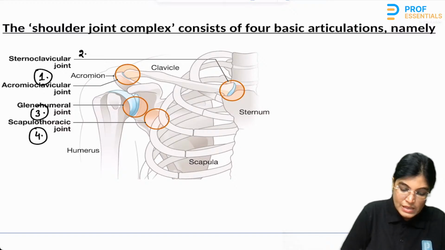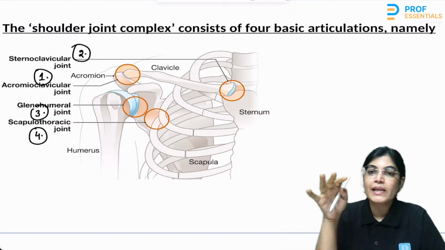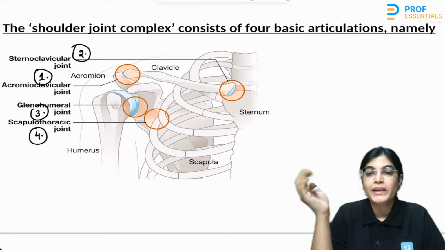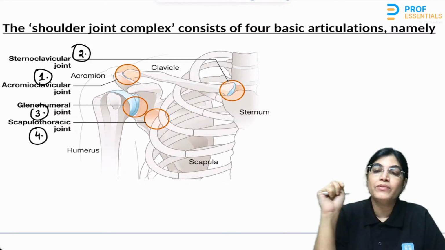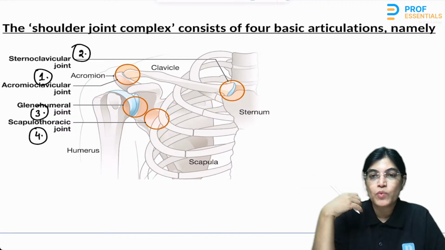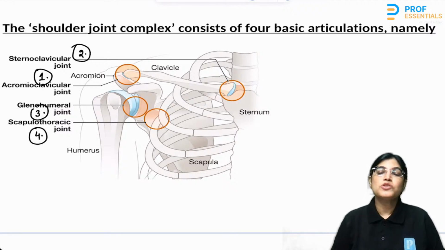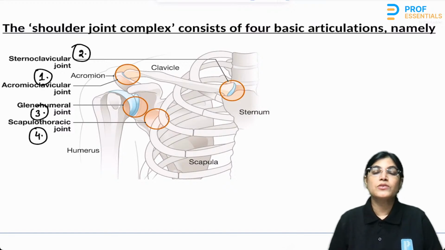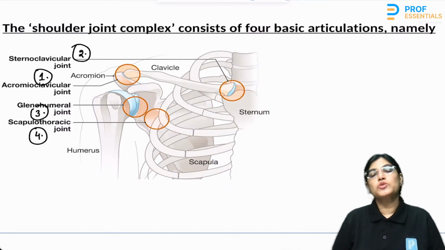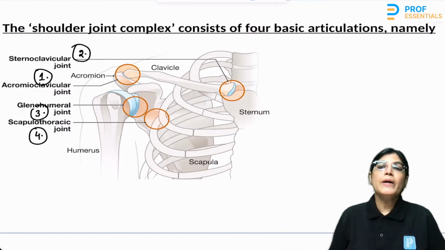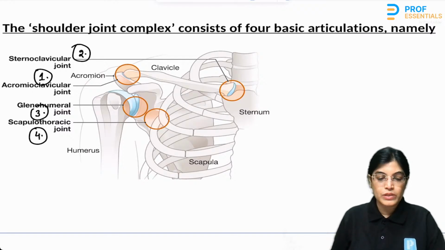So basically these four joints function together. When I explain the movements of the joint, I will explain abduction of shoulder joint, which is a very important movement, and I will also explain how all these four joints are involved and why we take these joints together as the shoulder joint complex. This is an important viva question, where they can ask you which joints are included in the shoulder joint complex. I have already marked these four basic articulations included in the category of shoulder joint complex.